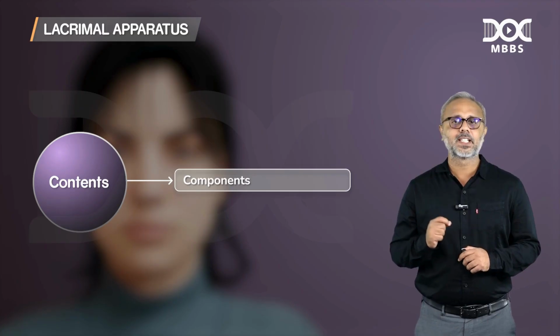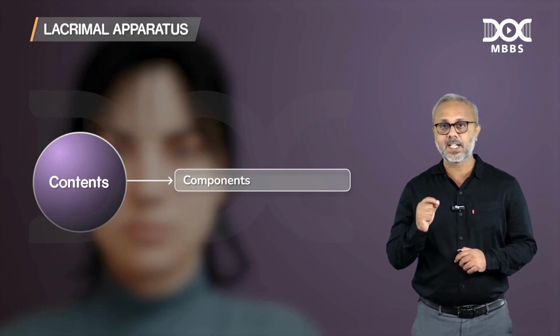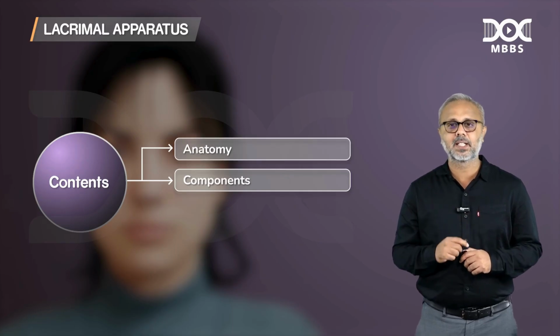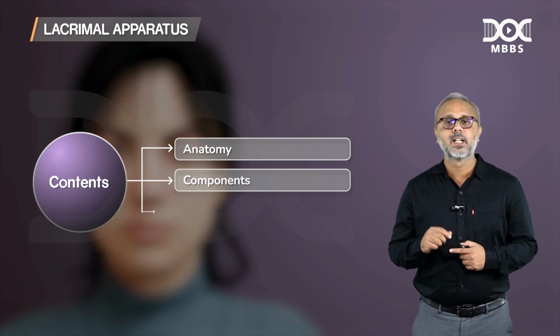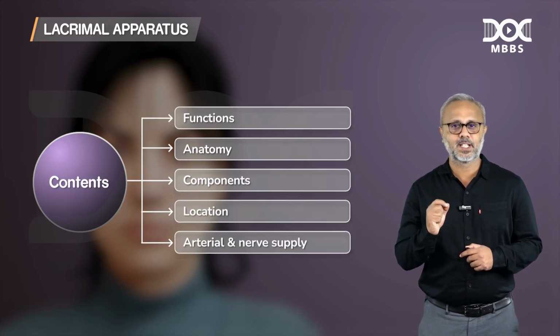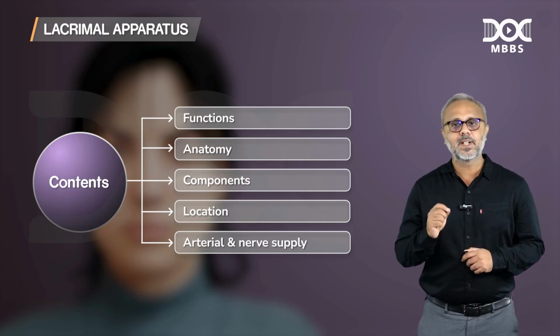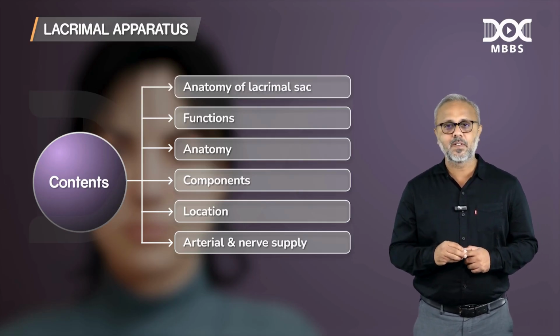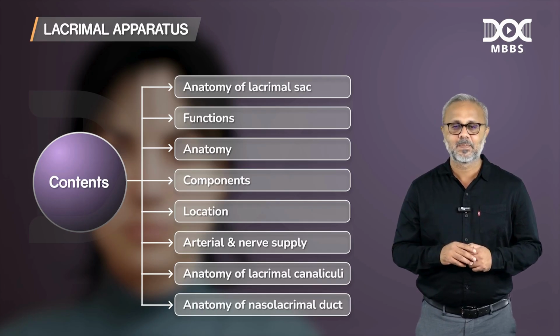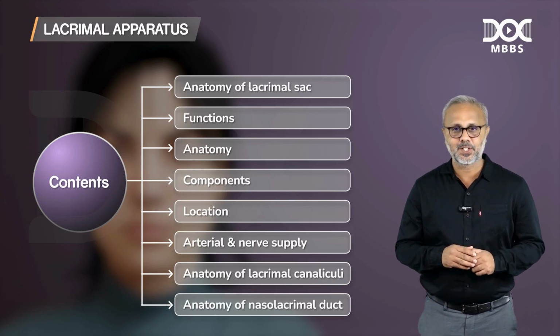Then we will describe each of the components in detail, and we will learn in detail about the anatomy of the lacrimal gland with respect to its parts, its location, its function, its arterial and nerve supply. Then we will talk about the anatomy of the lacrimal sac, the lacrimal canaliculi, the nasolacrimal duct. With this, let's begin the session.